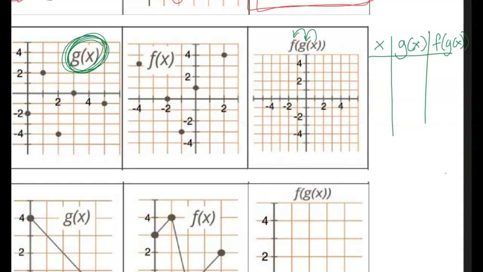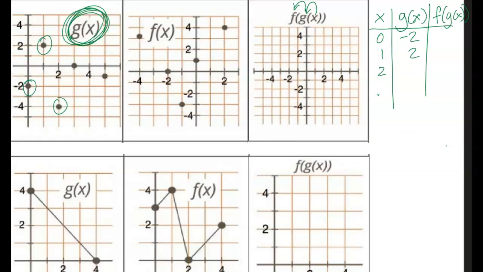So I'm going to look at all these points and write down their coordinates. You always go left to right, from least x value to greatest x value. My least x value there is this point, which is at 0, -2. And then you write down the next point, which is 1, 2. And then you have 2, -4. And then you have 3, 0. And lastly, you have 5, -1.